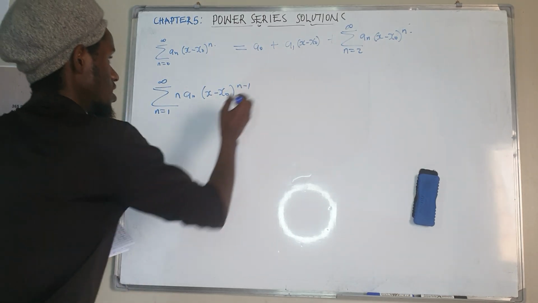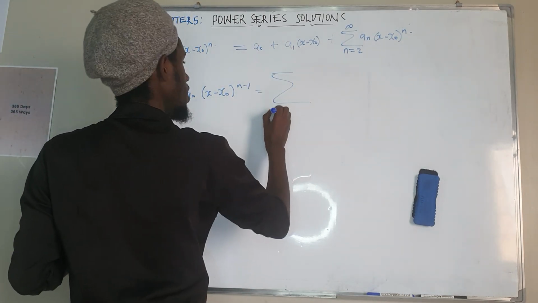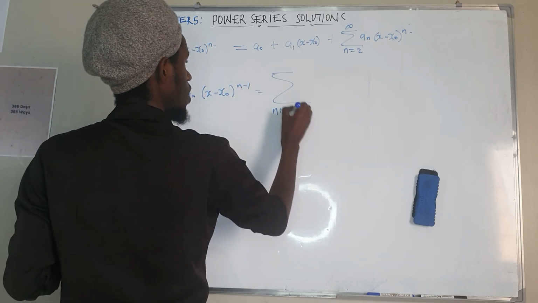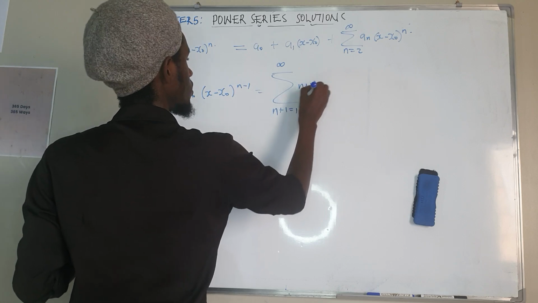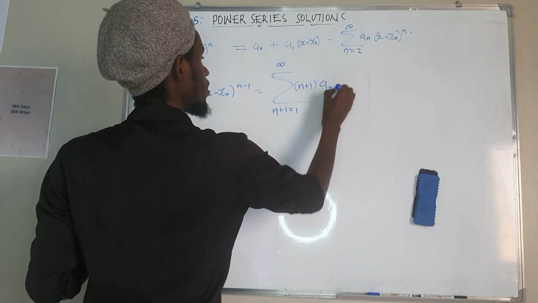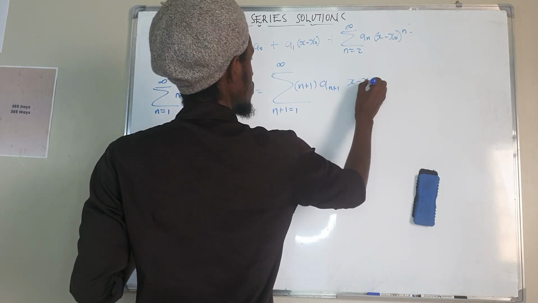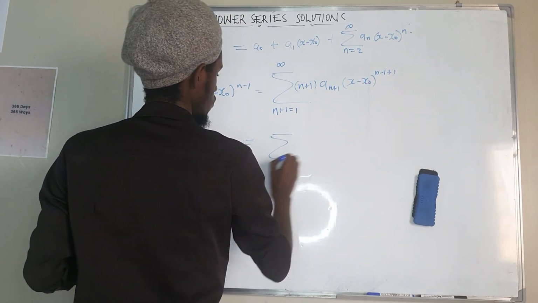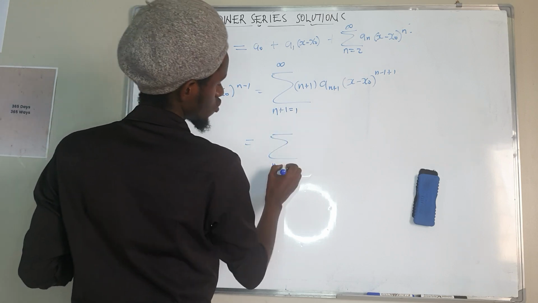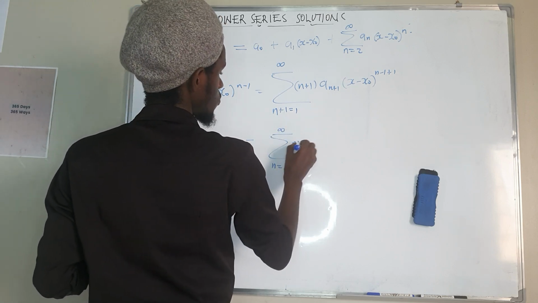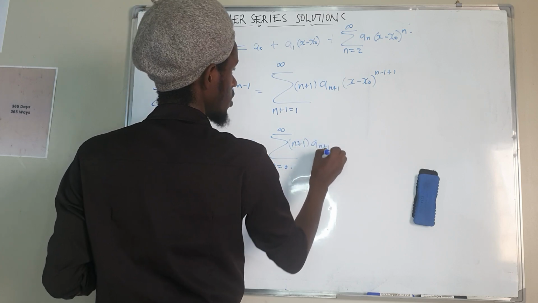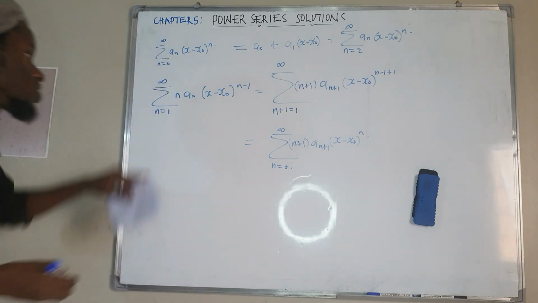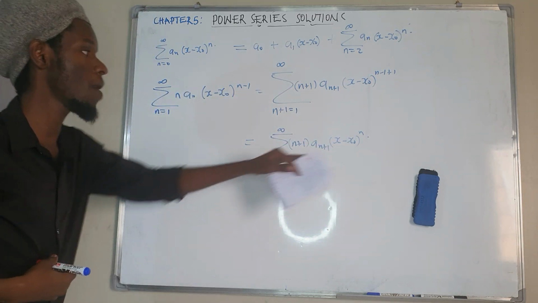Therefore, I'll have the same thing as the summation now from n, where there is n I add plus 1 because I want to make this one n. I have n plus 1 equals 1 to infinity of (n plus 1) a_(n plus 1) times (x minus x naught) to the power (n minus 1 plus 1). This is the same as the summation from n equals 0 to infinity of (n plus 1) a_(n plus 1) times (x minus x naught) to the power n. I have brought my power series to the same power n.